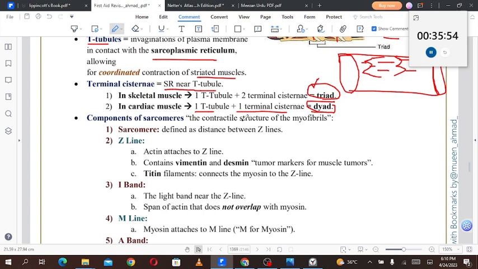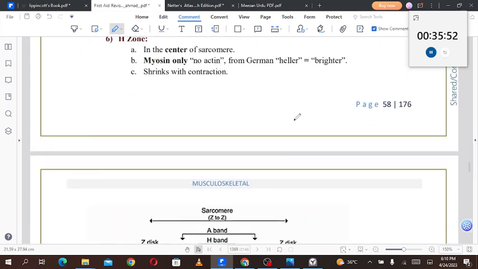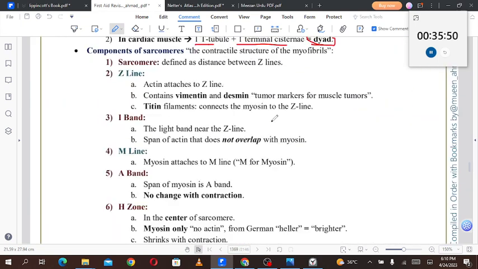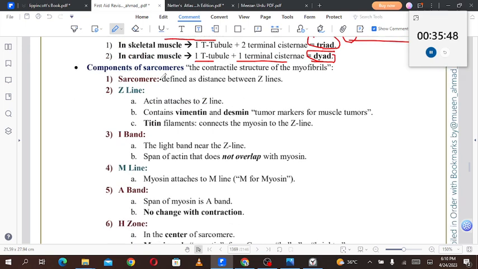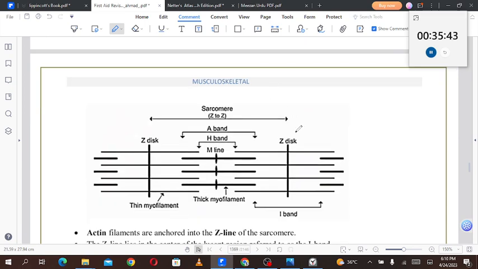Component of sarcomeres, the contractile structure of the myofibrils. There's a diagram of that over here. We'll talk about the sarcomere, defined as the distance between the Z lines. They are saying that this is a Z disc over here and there is another Z disc. The distance between these two lines is called the sarcomere, that is the Z to Z distance.